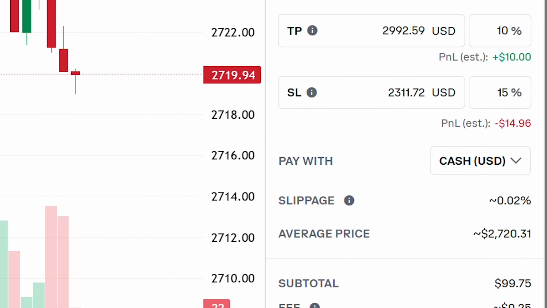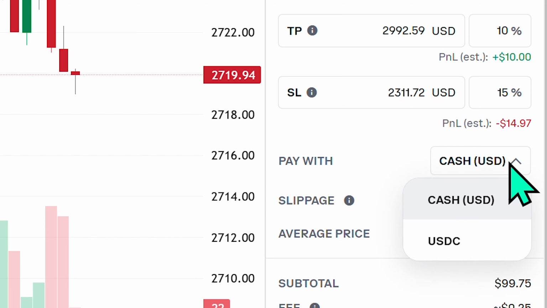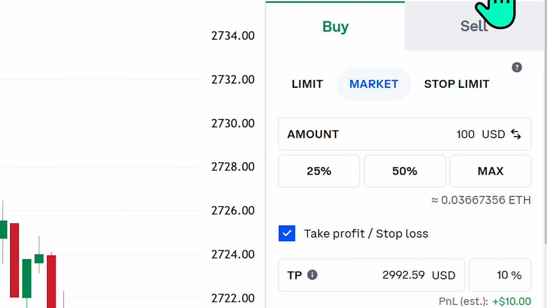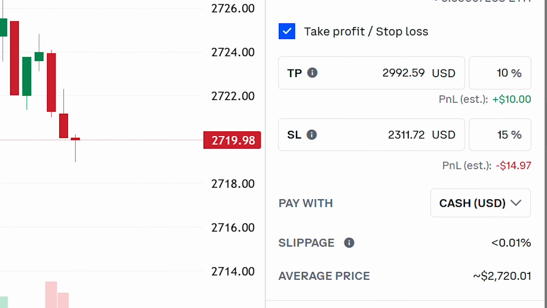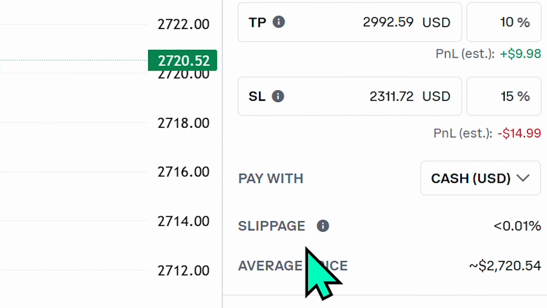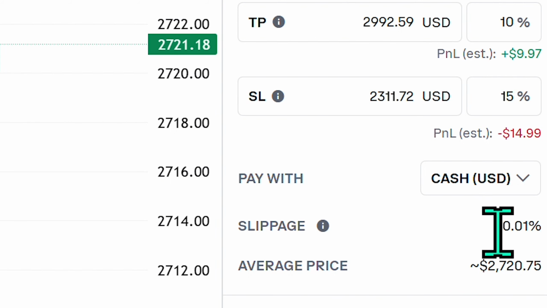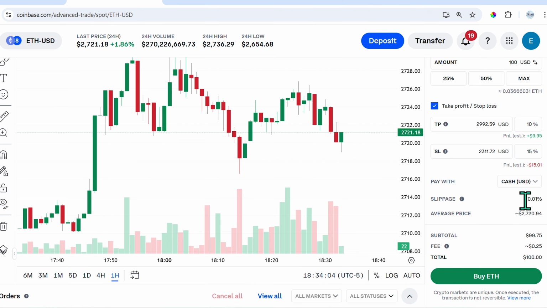Now over here where it says pay with cash or USDC, I simply select cash and you could double check how much USDC you have, how much cash you have. So that's how it's done on that side. Now over here it says slippage, and you see how it says approximately 0.02% or less than 0.01%. This is great. It basically means there's going to be no surprises.